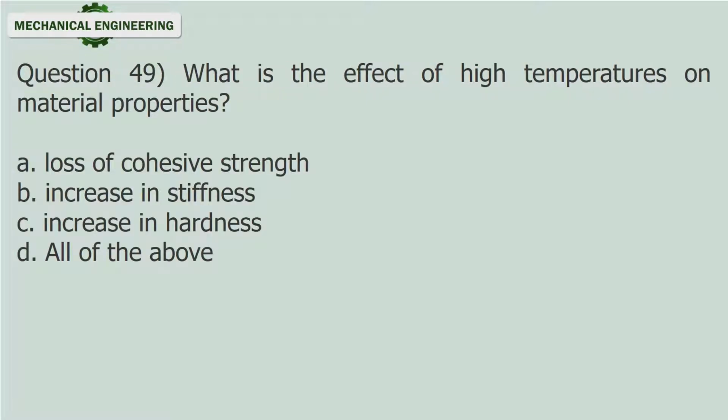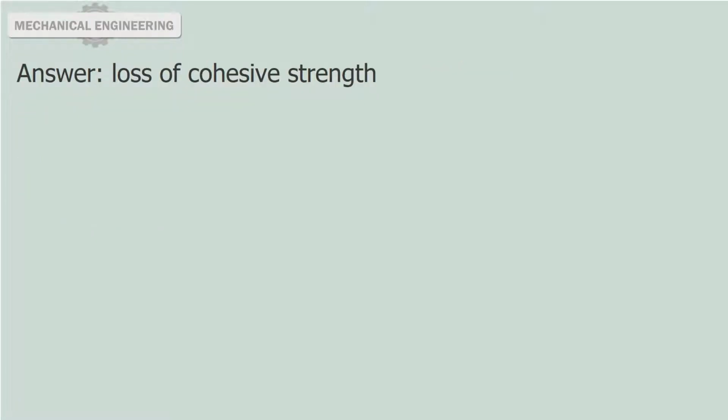Question 49. What is the effect of high temperatures on material properties? A. Loss of cohesive strength. B. Increase in stiffness. C. Increase in hardness. D. All of the above. Answer: loss of cohesive strength.